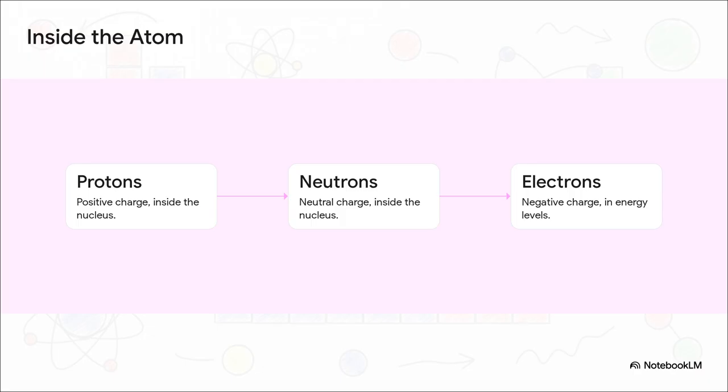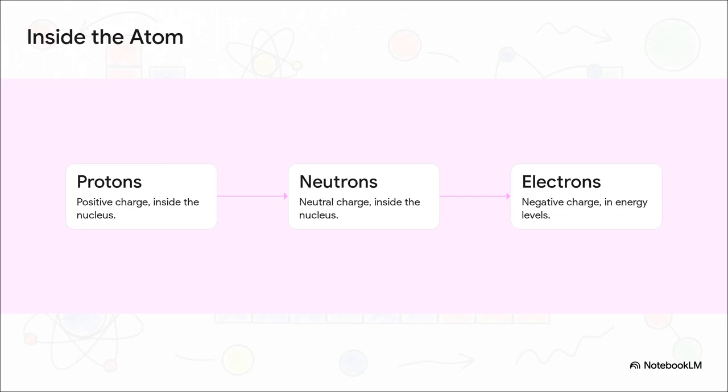First up, we've got protons. These carry a positive charge and sit right smack in the middle, inside the nucleus. And protons are absolutely crucial because they actually determine the identity of the element. Like hydrogen always has 1, carbon always has 6. No two different elements will ever have the same number of protons.